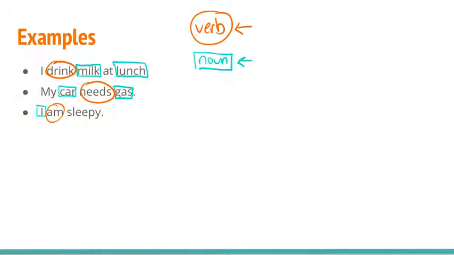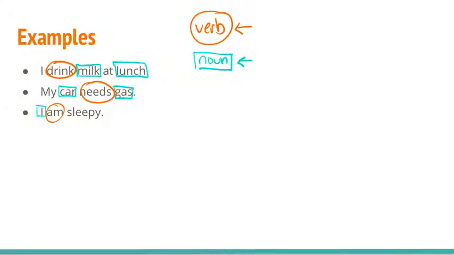So for our first example, I drink milk at lunch. Drink, that's going to be our action. That is something that I am doing, and I am drinking milk. That's a thing. At lunch, another thing, a time of day. And with the second one, my car needs gas. The 2 nouns, it's car and gas. My car is the thing that needs gas, and the action, needs. That is what it needs.